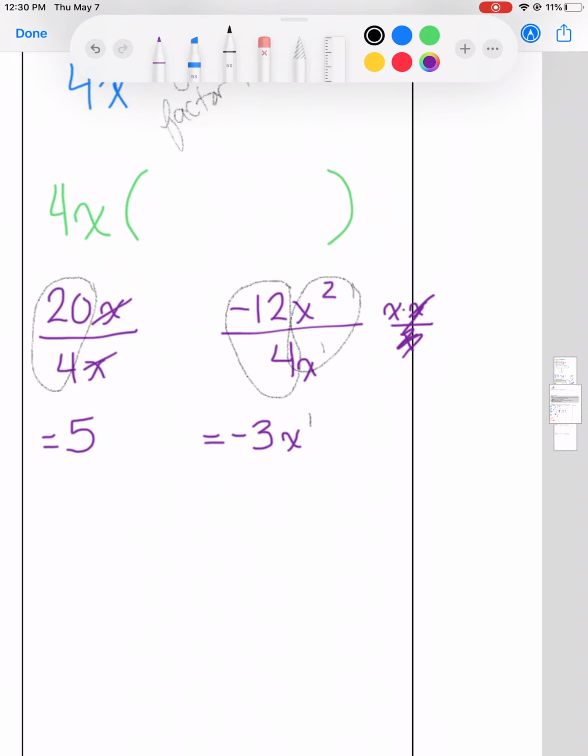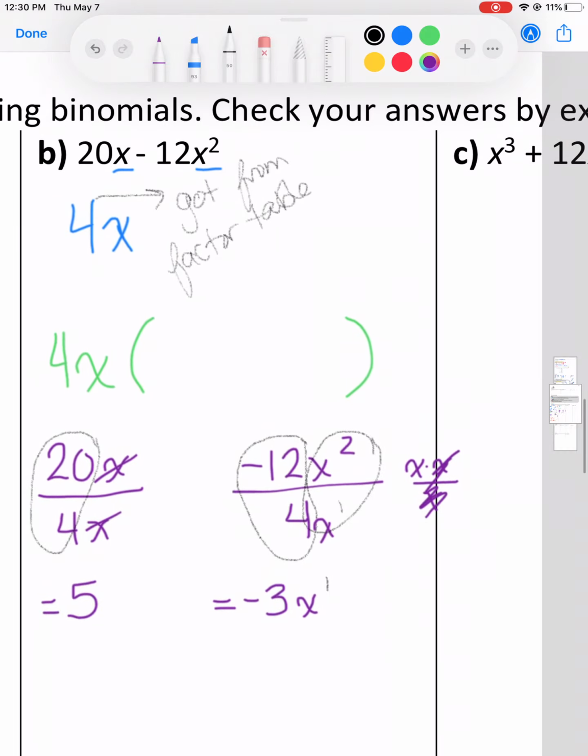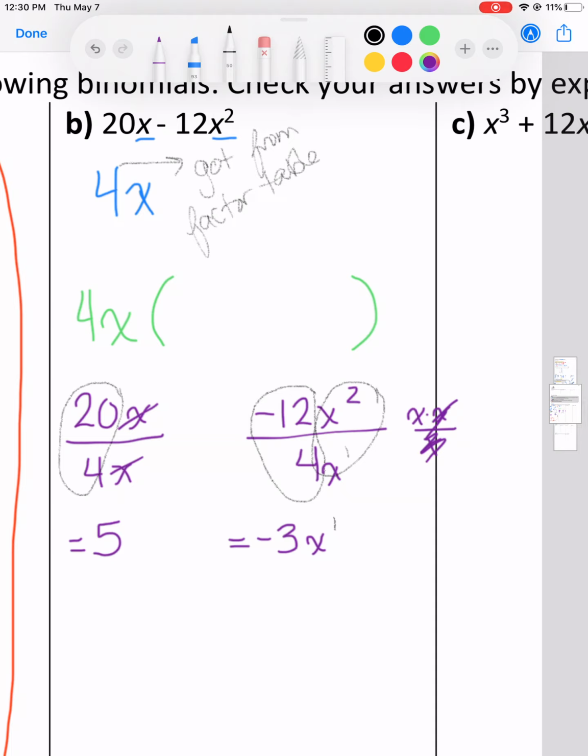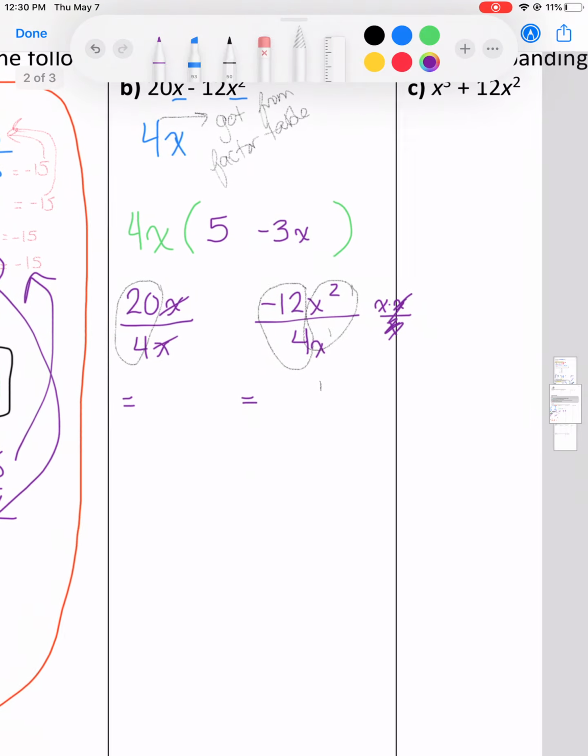Okay? So those are my two terms that I'm going to be moving into my bracket. So essentially I'm moving this up here and this up into here. There we go. And that's that term factored. It's cleaned up a little bit. Now we check it.